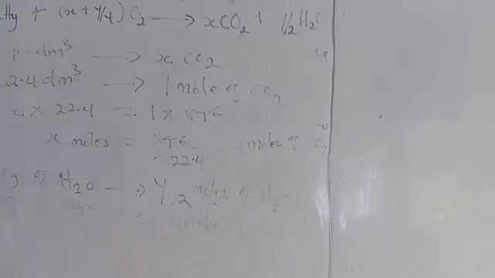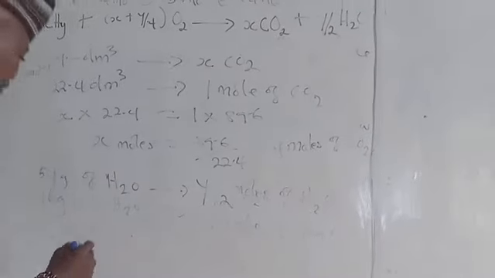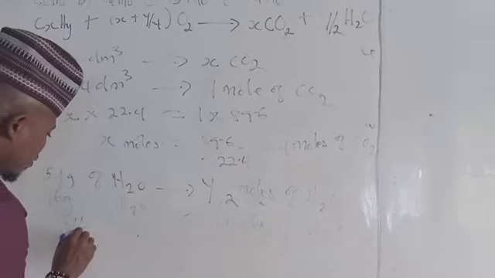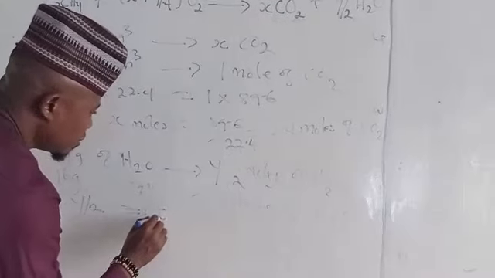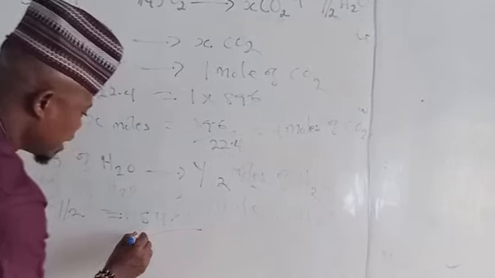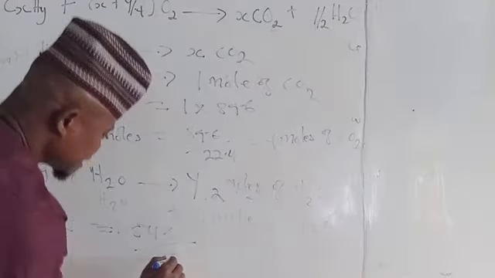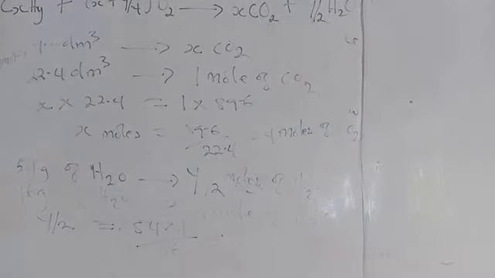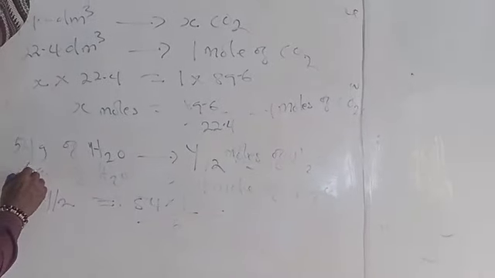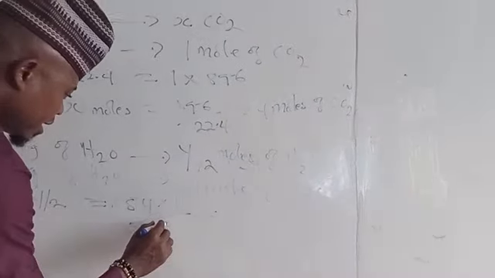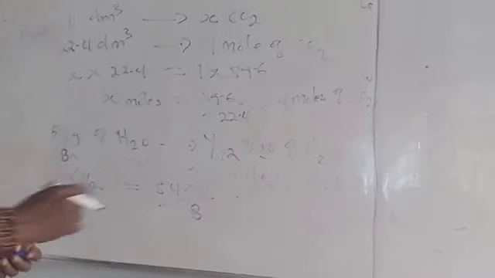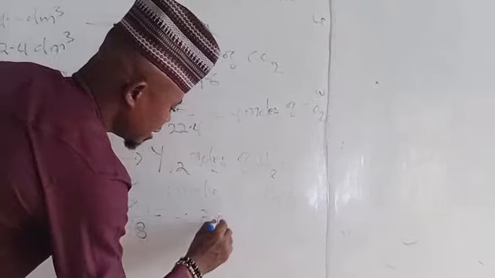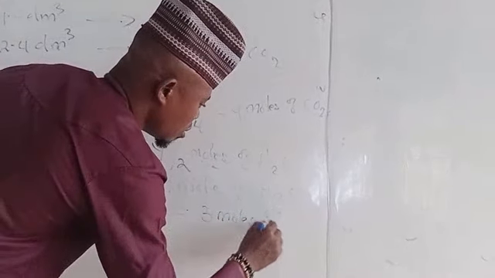So if you cross multiply this, you are going to get y over 2 equals 54 multiplied by 1 divided by, did I say 16? 18 rather. The molar mass of water is 18. Divided by 18. If you press your calculator, you are going to get 3 moles of water.